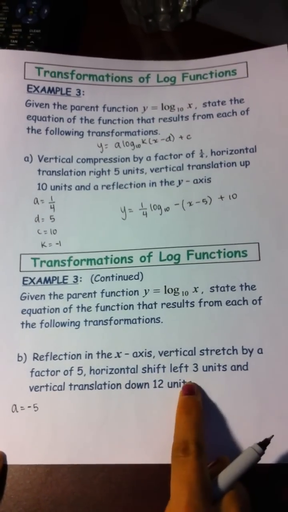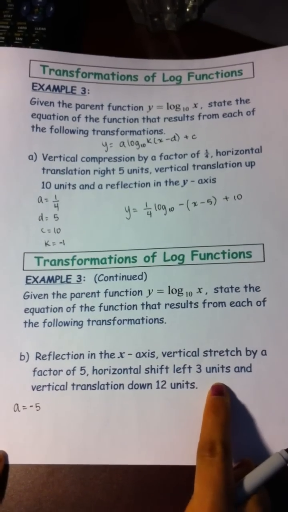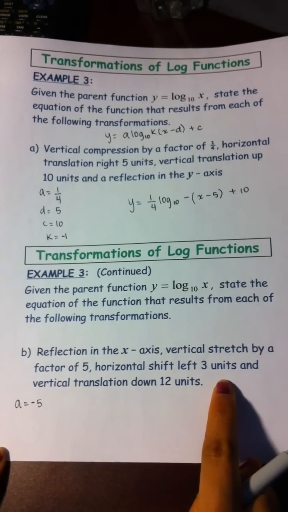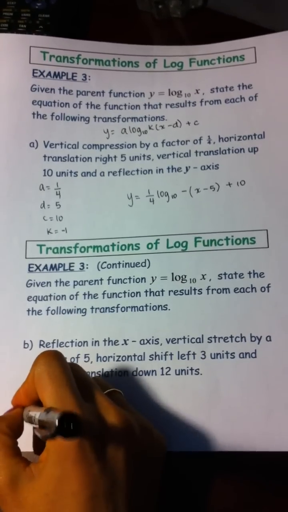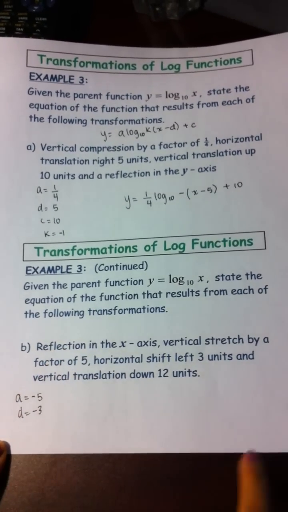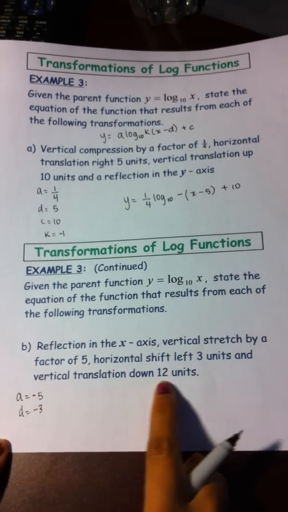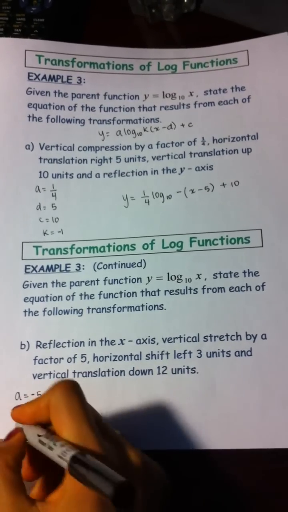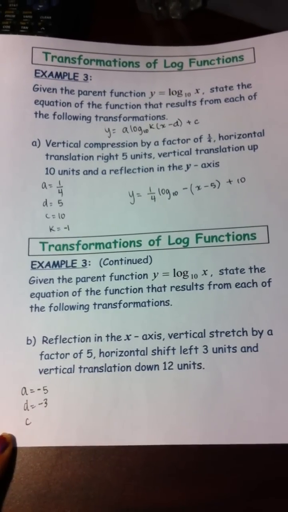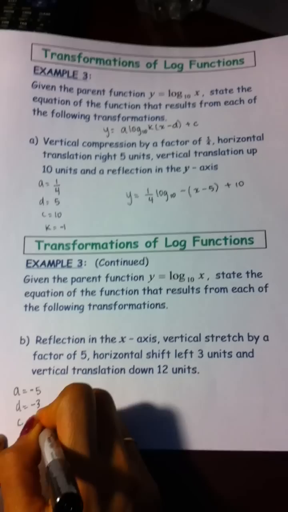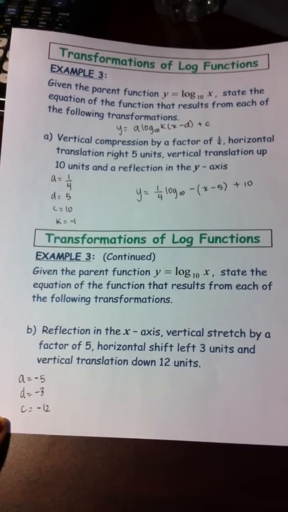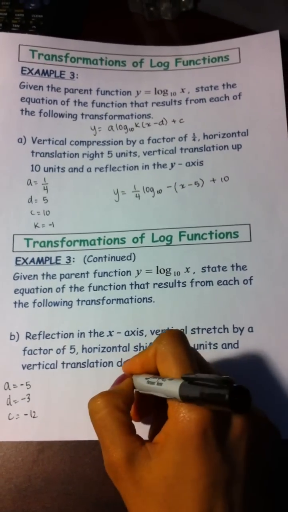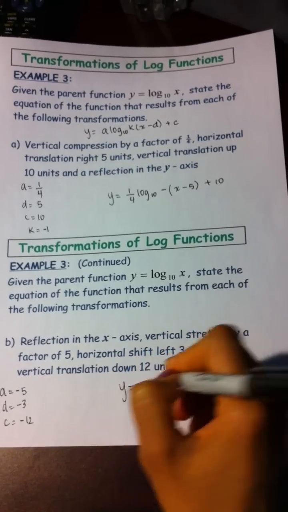A horizontal shift left 3 units. So horizontal shift is basically a parameter of d, and it's 3 units towards the left-hand side. So my d is going to be -3. And there's a vertical translation down 12 units. So vertical translation is a parameter of c, and that is down 12 units. So it's -12.